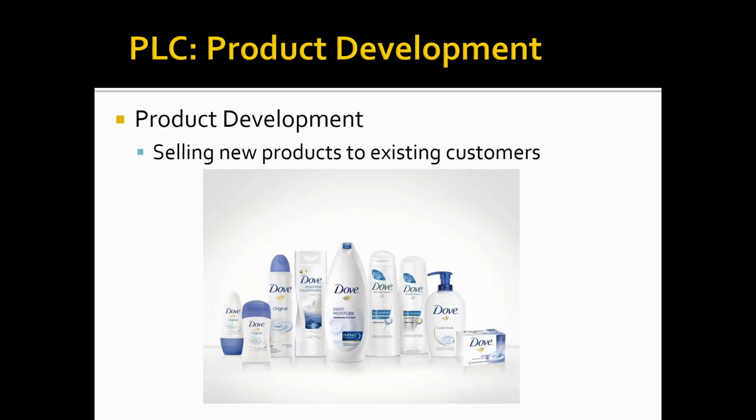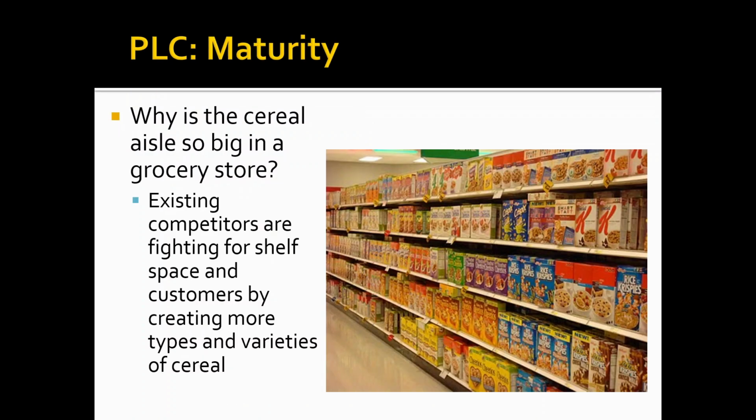Product development is developing new products for existing customers or markets. And it's probably the most common strategy used by companies during maturity. Dove is a great example, from soap to all sorts of health and beauty products.